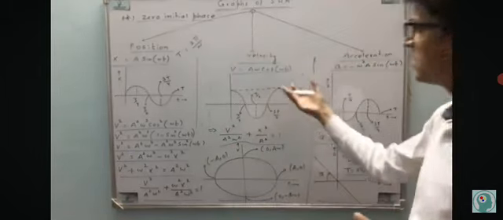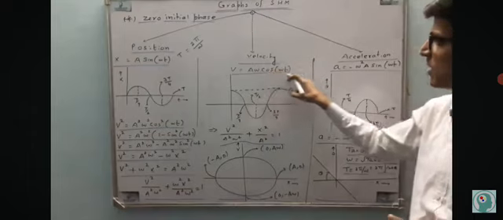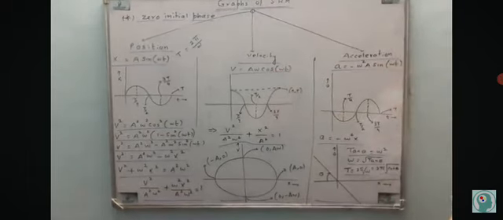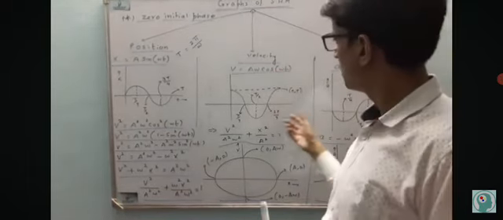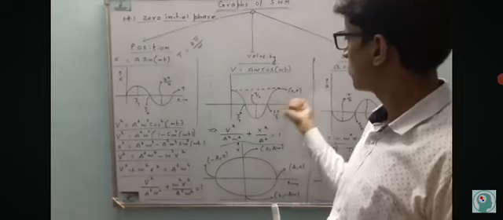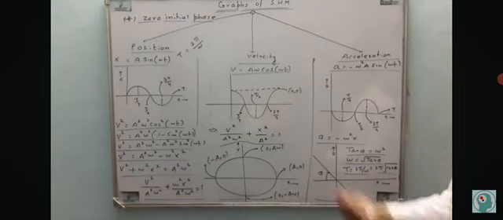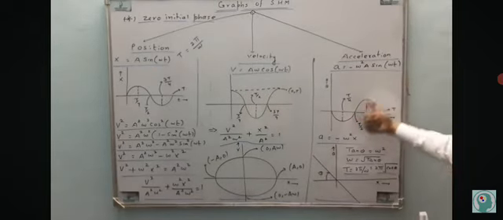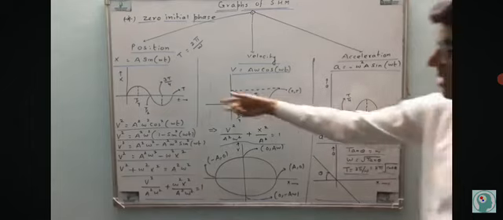Velocity is obtained by differentiating that, so you will get omega a cos omega t, and acceleration as minus omega square a sin omega t. So the graph of velocity will be a cosine curve. You can easily draw that. The graph of acceleration will be a negative of the sine curve. This will just take reflection about the t-axis.